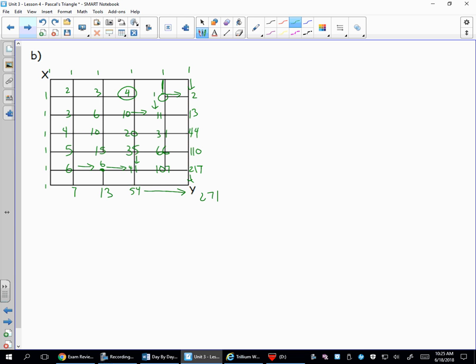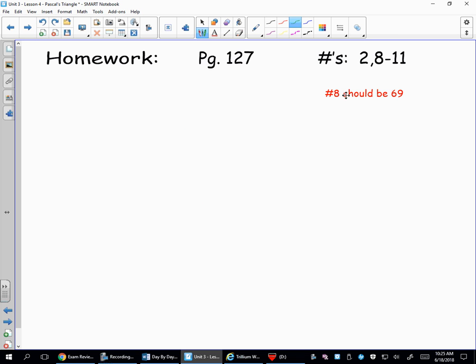So we've got arrays of numbers or letters. We've got path problems. We've got some basic ideas about Pascal's triangle. A couple questions you should try tonight. Make sure you can do these. Number 8 actually has a wrong answer. It should be 69. Give them a try. If you're stuck, come see me.